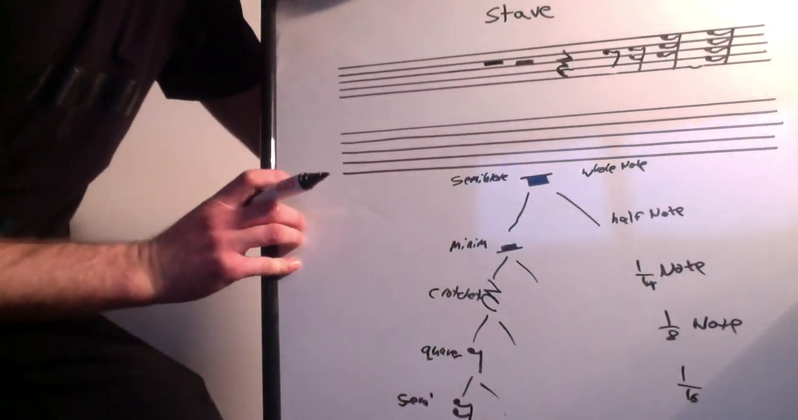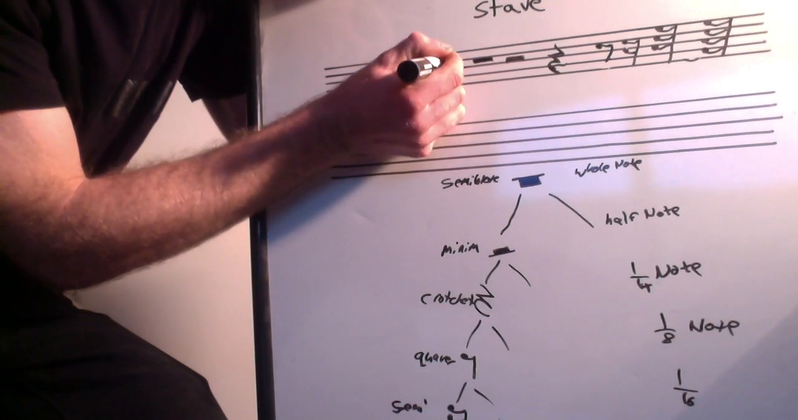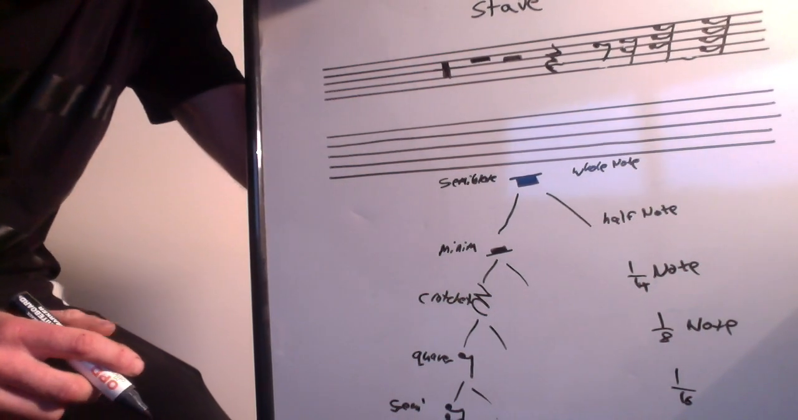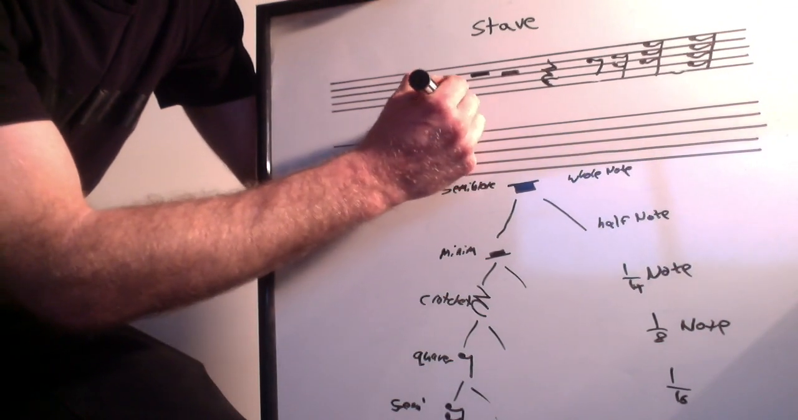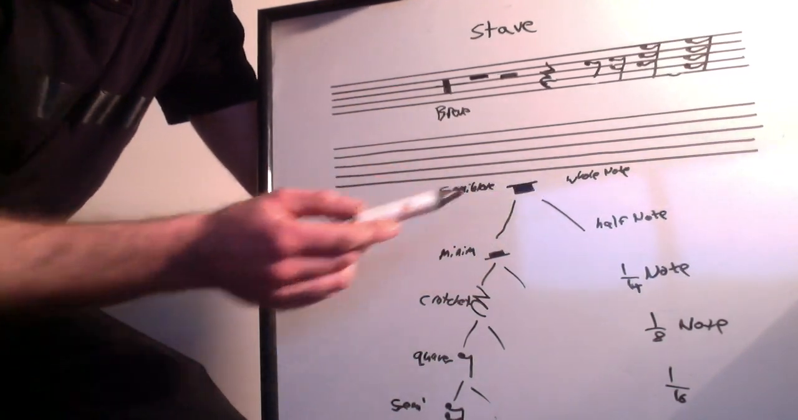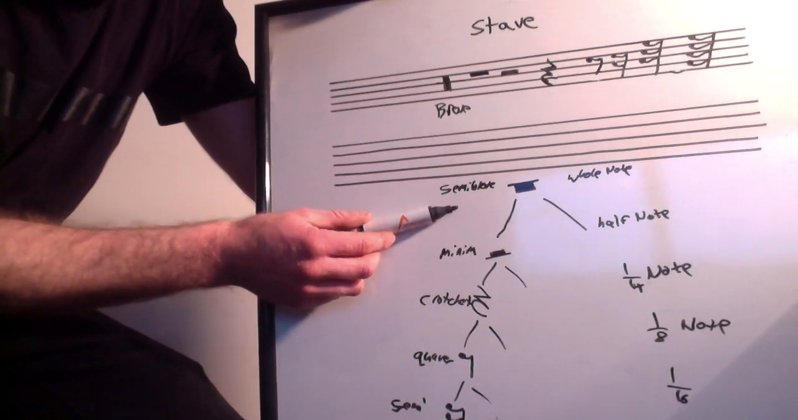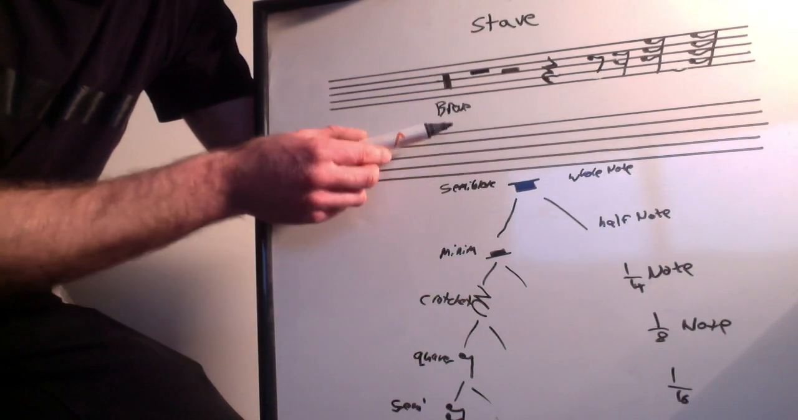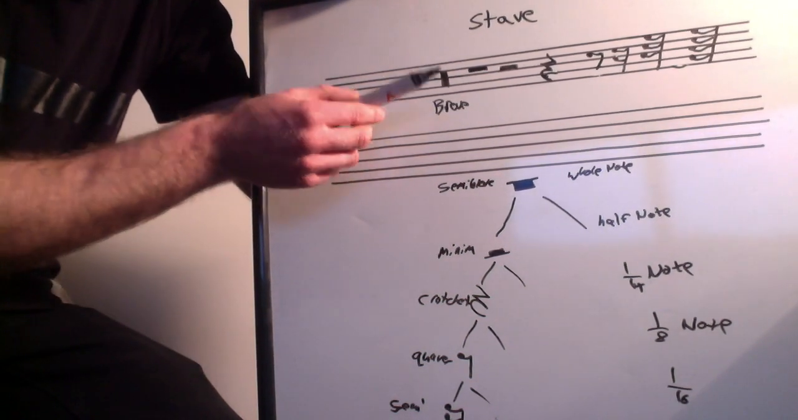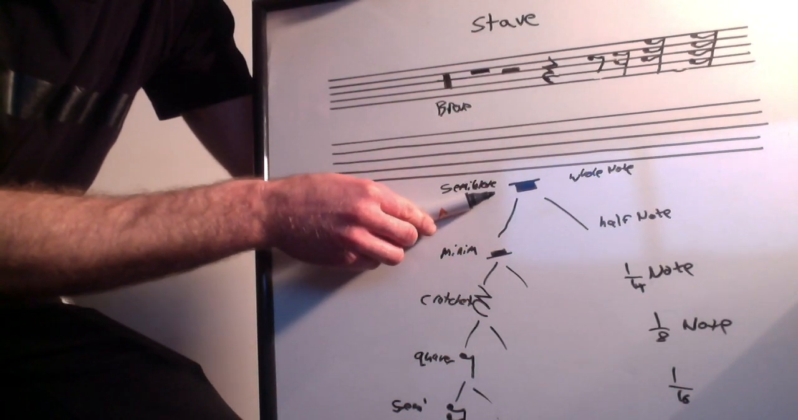And what we are going to do is this one here. Okay, this is called a breve. Its value is 2 whole notes. Okay, so notice that's called a semi-breve, meaning that it's only part of something. What it's a part of is a breve, okay, a full breve, which is worth twice as much as this.